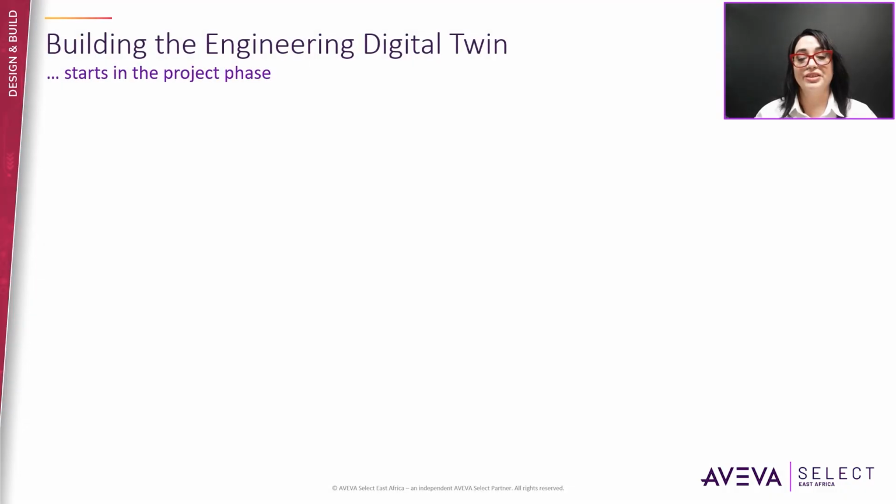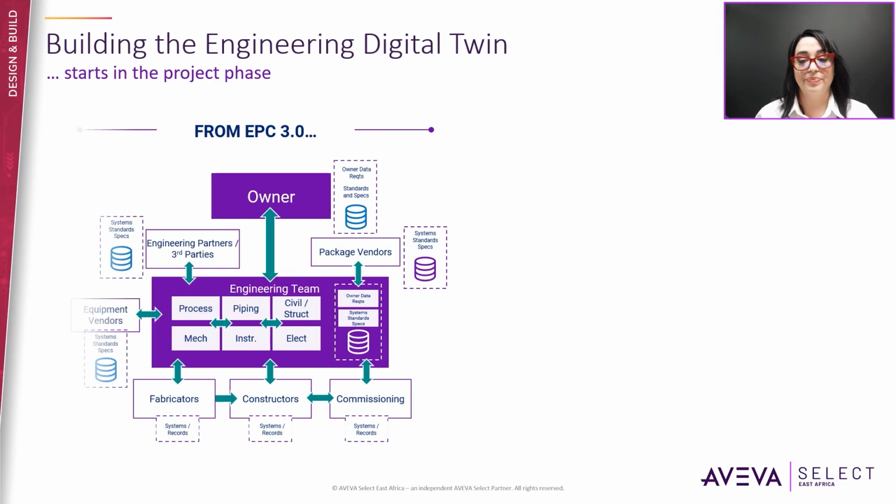Building the engineering digital twin starts in the feed stage. Our EPC functioning at EPC 3.0 usually sits in a siloed environment from the owner-operator. Within that team, there are siloed disciplines that have to transfer information to each other. Not only that, the EPC has external sources of siloed information which pass back and forth for your vendor packages, your equipment vendors, your fabricators, the commissioning, your engineering third parties, all and everyone have their own standards, systems, and specs.